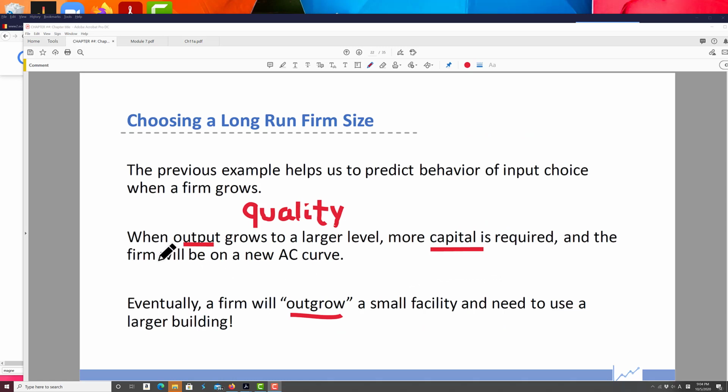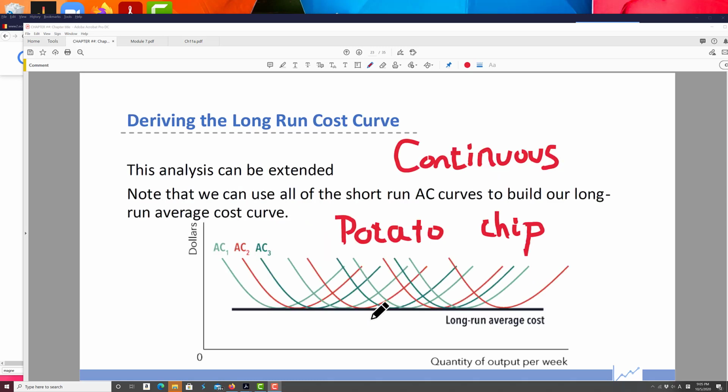So when output grows or quality improves, more capital is required, and the firm would be on a new average cost curve. Eventually, a firm will outgrow a small facility, and they need to move into a larger building or factory.